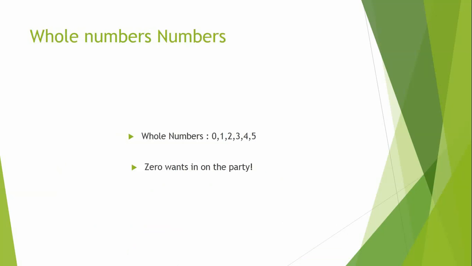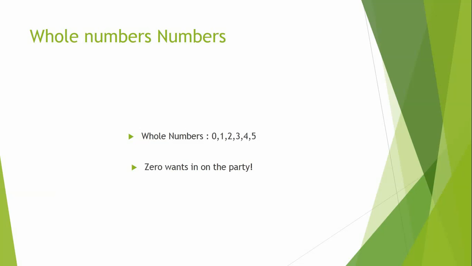Let's talk about whole numbers. Whole numbers are nothing but natural numbers with the addition of 0. So, for a number system to be whole, it contains 0, 1, 2, 3, 4, 5, and so on.